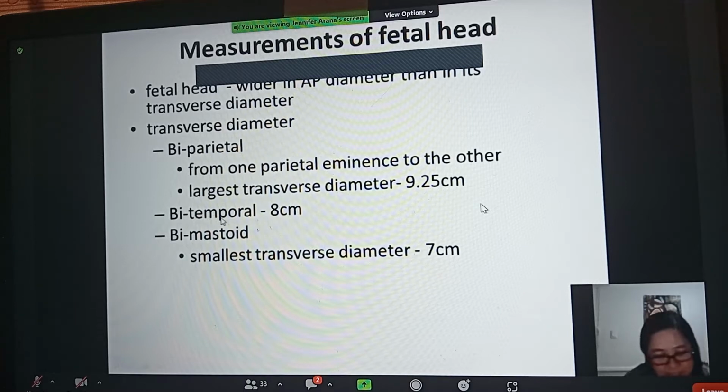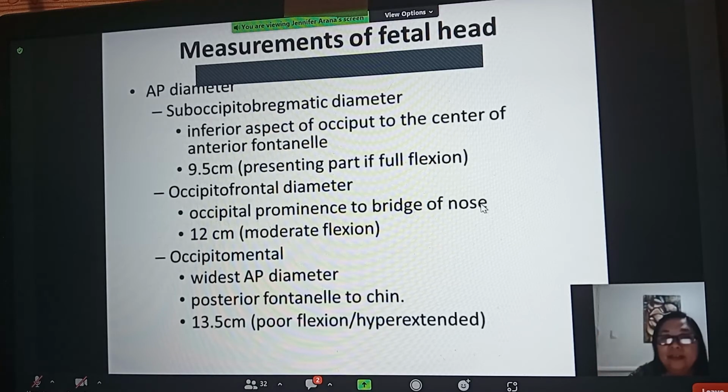Another transverse diameter is the bitemporal diameter. So from one temporal lobe to the other, and it measures around 8 centimeters. And then another transverse diameter is the bimastoid diameter, which is the smallest transverse diameter, measuring only 7 centimeters. Okay, so mga transverse diameter ha, measurement sa kada left or right side sa ulo sa bata. Ang front to back or back to front, that is the anterior-posterior diameter. Okay, so what are the measurements of the anterior-posterior diameter?